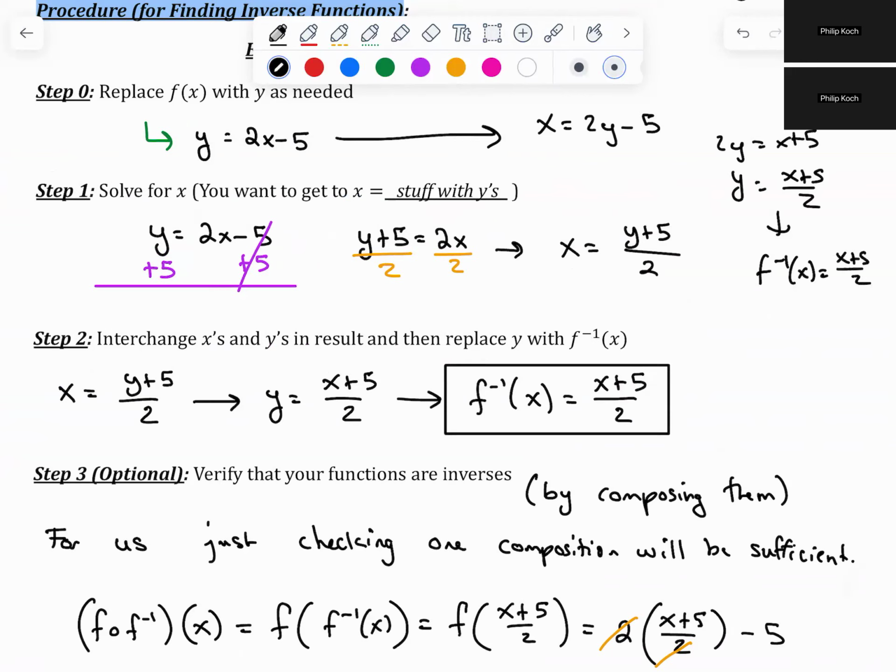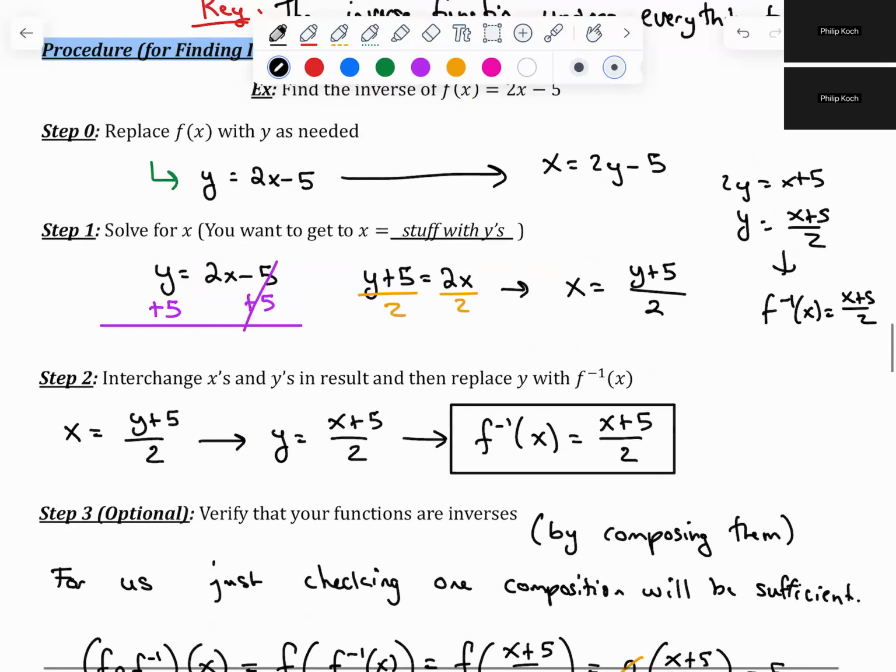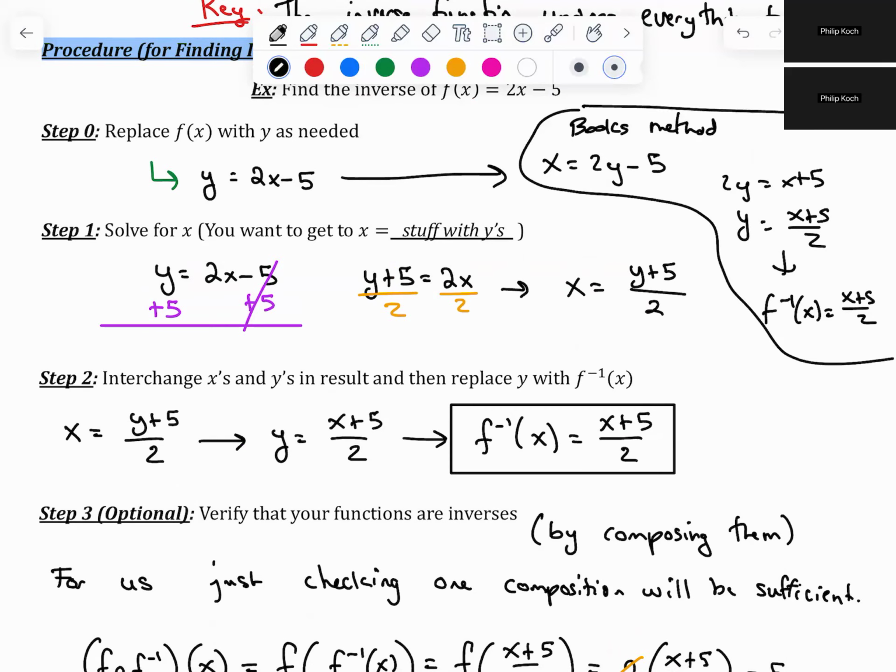So maybe their way makes it easier. If you like it, go ahead and do it. I just disagree with it on a fundamental level, because it misses the mark of what it means to be an inverse. Book's method. If you want to write this down, you don't have to. First, interchange X and Y. I just do it at the end, because I like to think of it as what it's supposed to do. You're undoing what's being done to X.